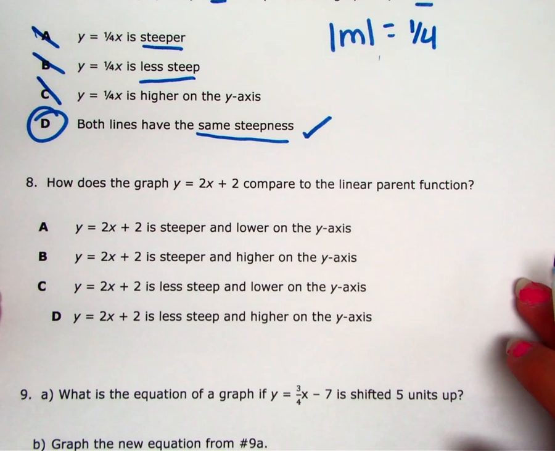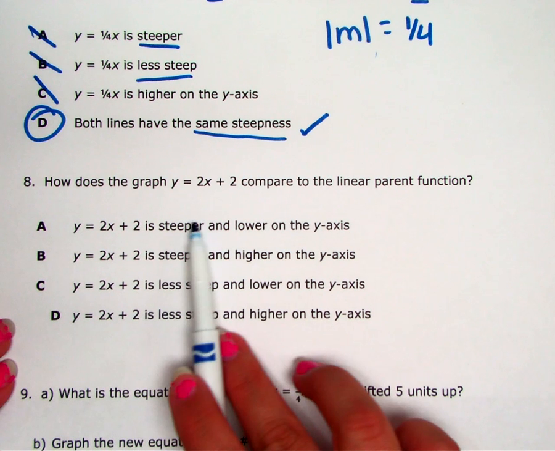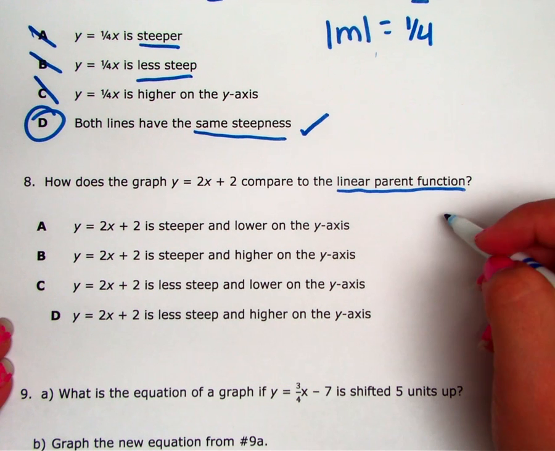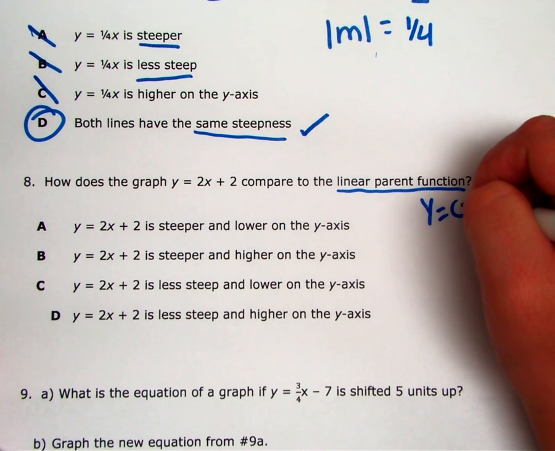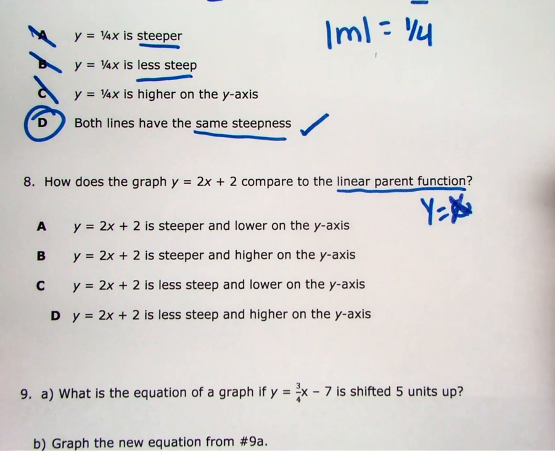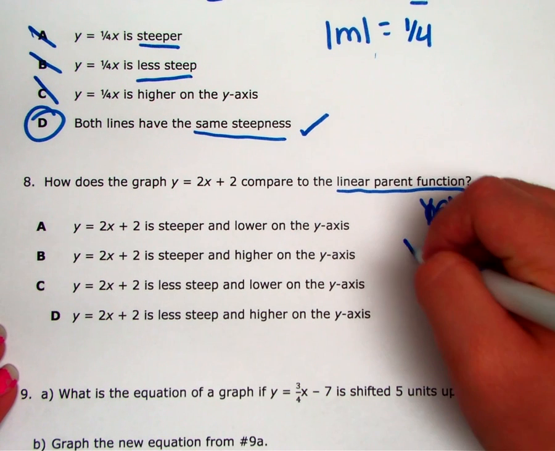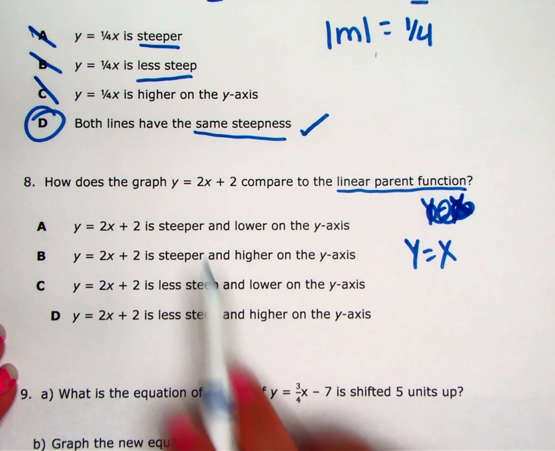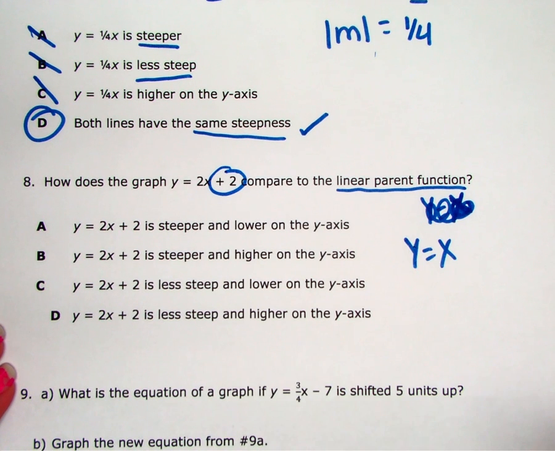Number 8. How does the graph y equals 2x plus 2 compare to the linear parent function? Well, that's something you need to know. The equation of the linear parent function is y equals x. Oops, sorry. So y equals x. So to go from y equals x, let me rewrite that for y'all. Y equals x. To go from the original linear parent function to this one, we needed to add 2 to the y-intercept. So it's going to be higher.